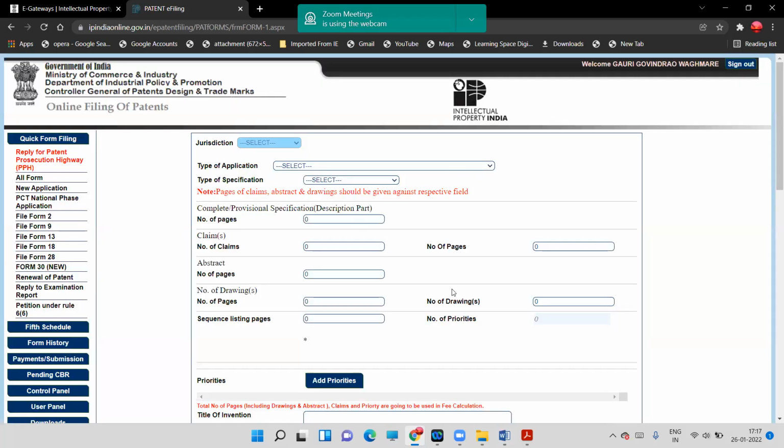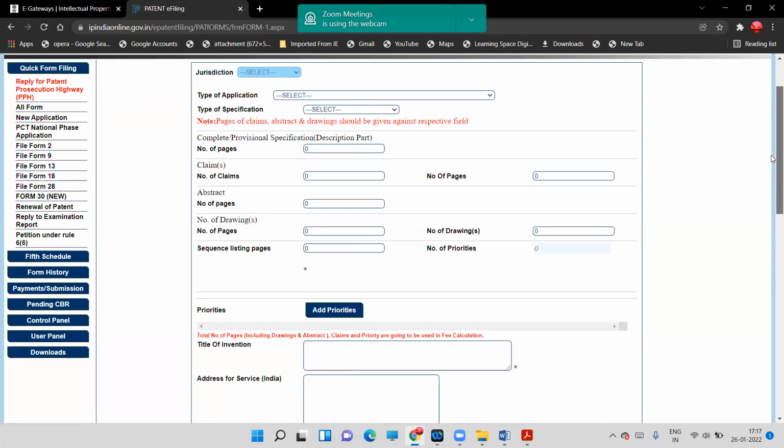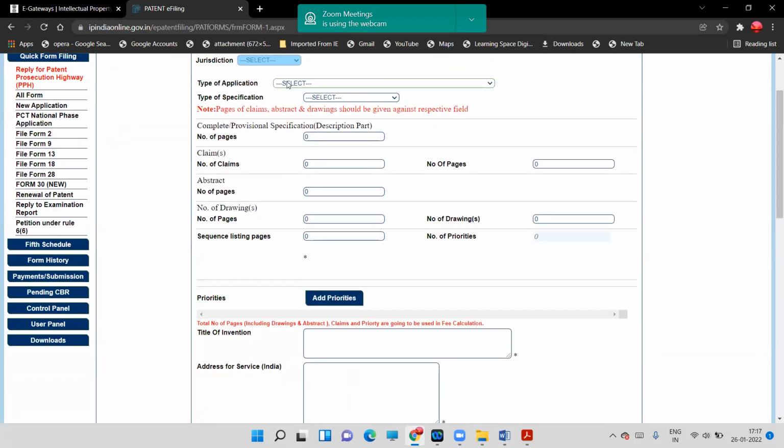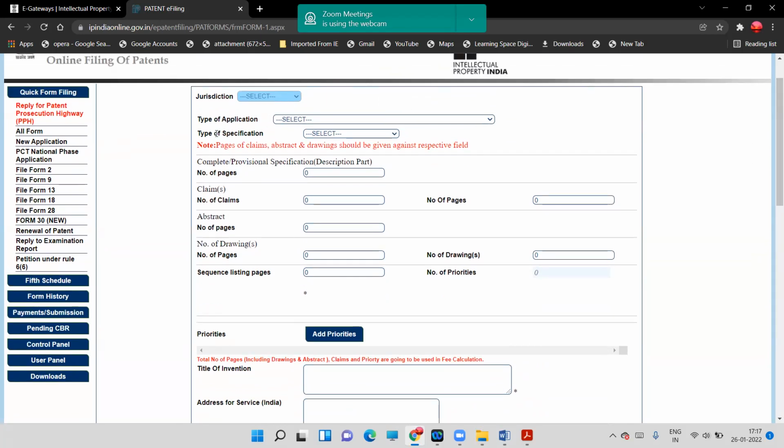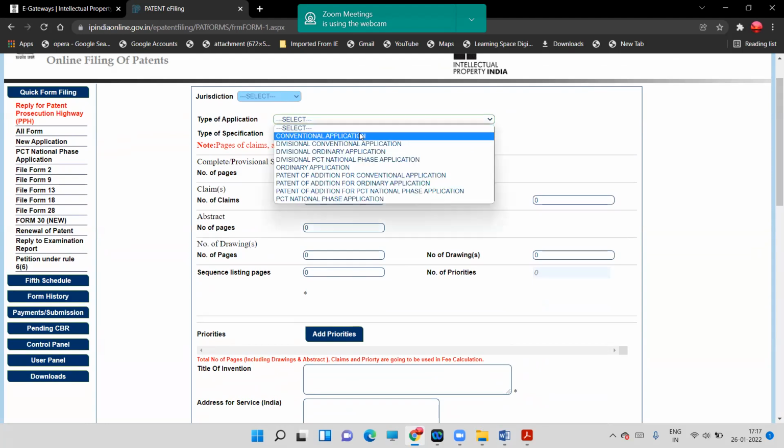ठीक है, अगर इस तरह से हम चले गए, then this one, the application will come in this way, that is form 1, which is very necessary. ठीक है, जब हम ये form 1 पूरा fill करते हैं, so here you can see what is the data: type of application, type of specification. So applications are of this type: convention application, divisional convention application, divisional ordinary application, divisional PCT national phase application, ordinary application, patent of addition for convention application, patent of addition for ordinary application, patent of addition for PCT national phase application, PCT national phase application.